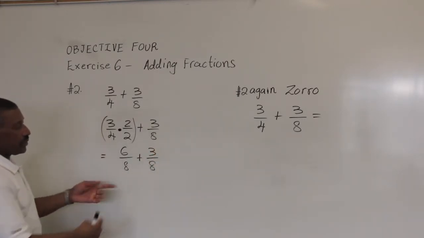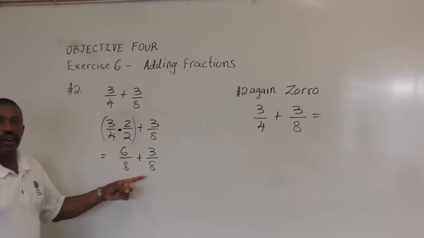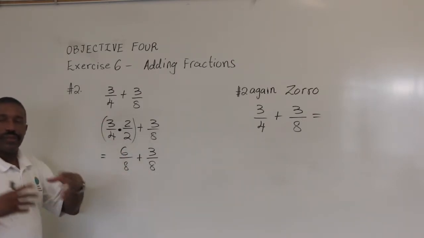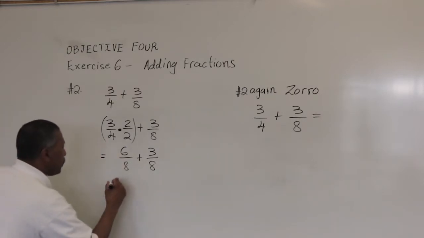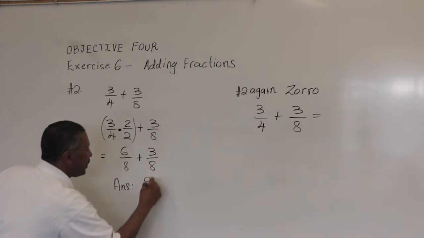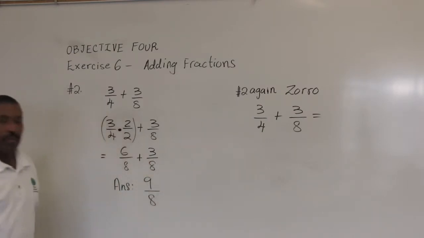And what do we notice? That the denominators are common. And once you have commonality, you can add the tops regularly. And so what would be our answer? At the top, 6 and 3, 9. The bottom stays the same, 8.